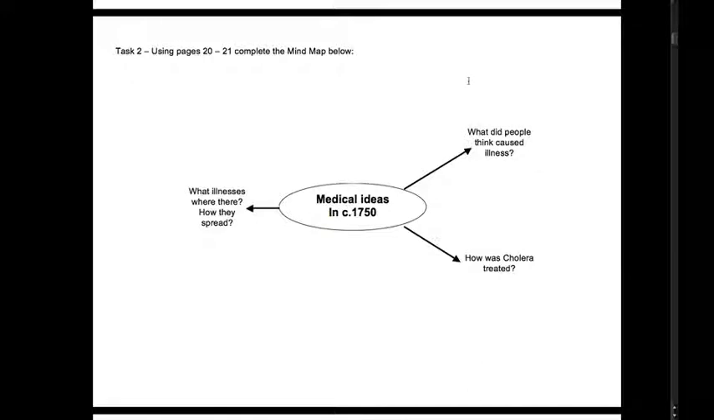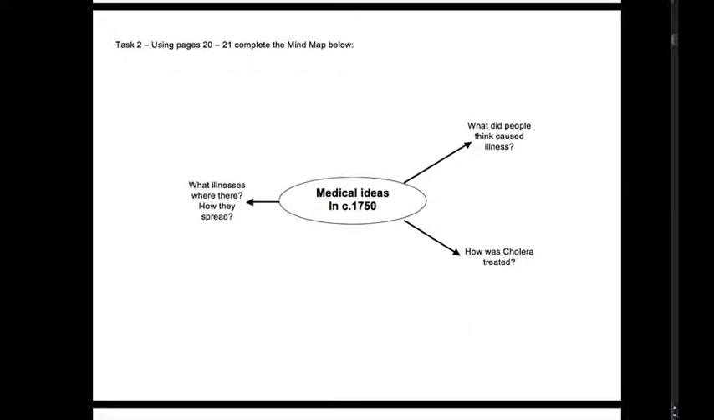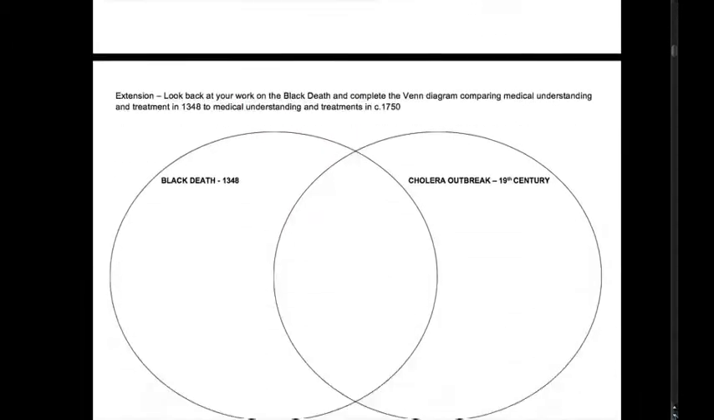Bad air. The act of God. An imbalance in the four humours. And how was cholera treated when people didn't actually know what the cause of cholera was? Again, be thinking about that notion from the medieval booklet that if you believe your cause is superstitious, chances are your cure will be superstitious as well.